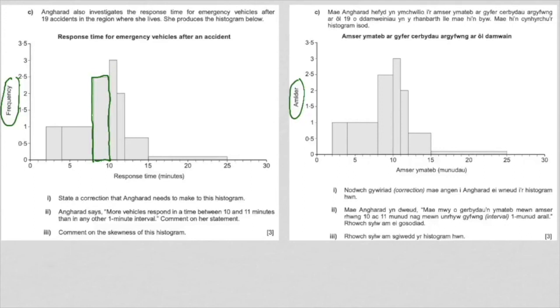The skewness, well, if we sort of give it a nice rough curve over it, we can see that the tail is off to the right there, and so we can say that it is positively skewed. And that, you'll be pleased to know, is that.